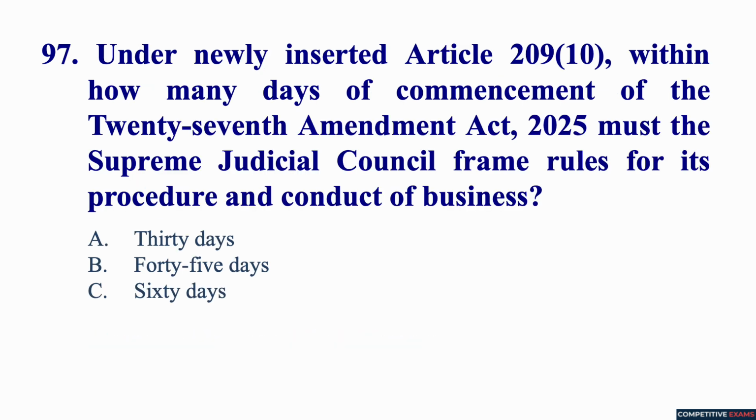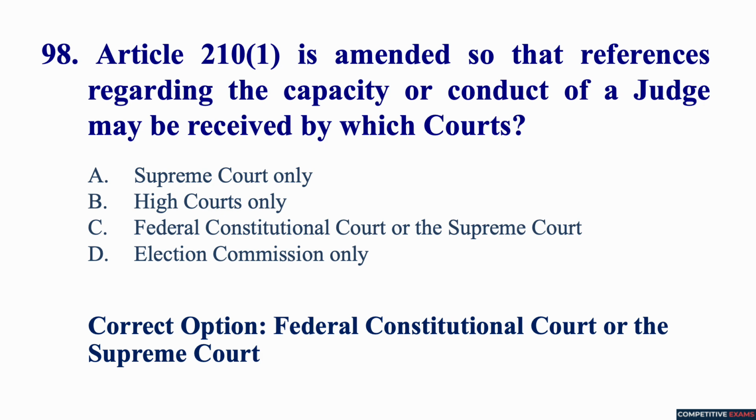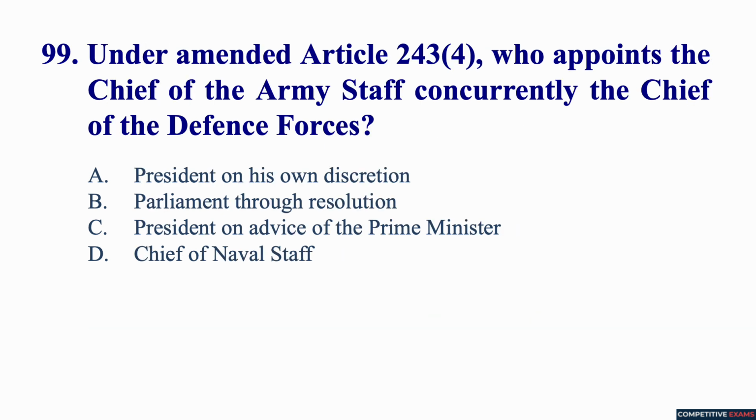Under newly inserted Article 209(10), within how many days of commencement of the 27th Amendment Act 2025 must the Supreme Judicial Council frame rules for its procedures and conduct of business? 60 days. Article 210(1) is amended so that references regarding the capacity or conduct of a judge may be received by which courts? Federal Constitutional Court or the Supreme Court.